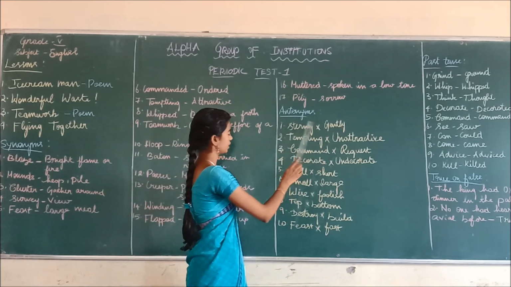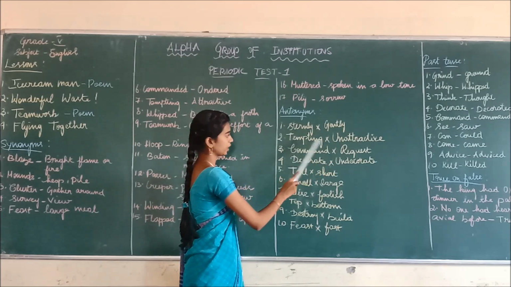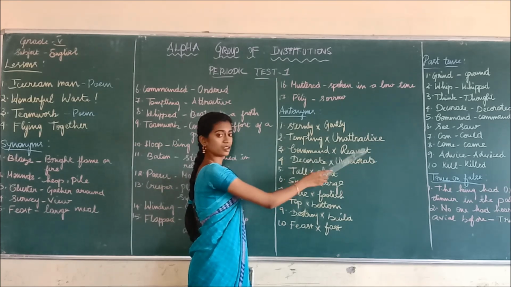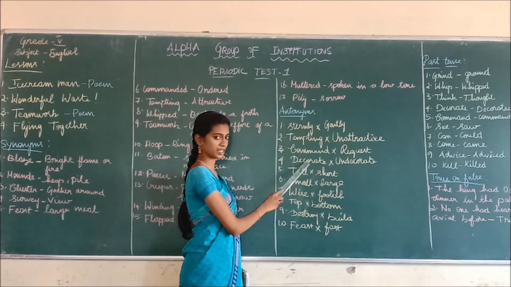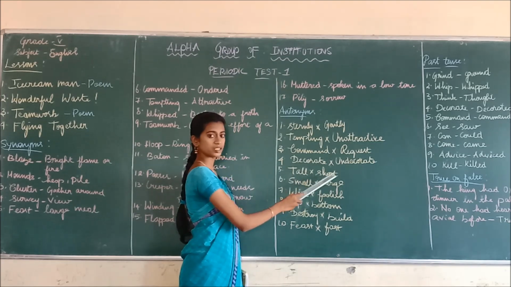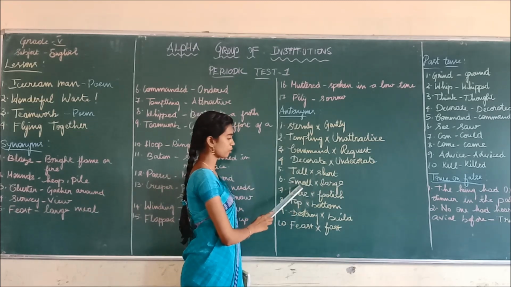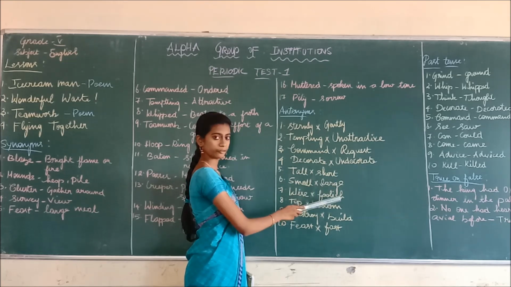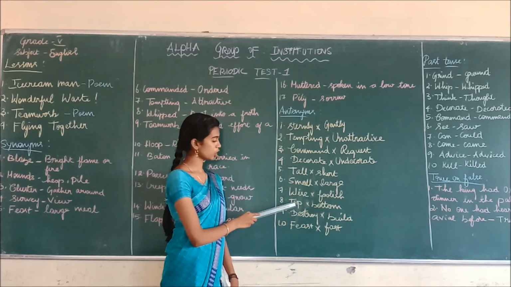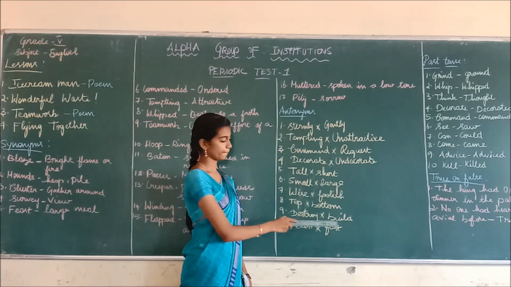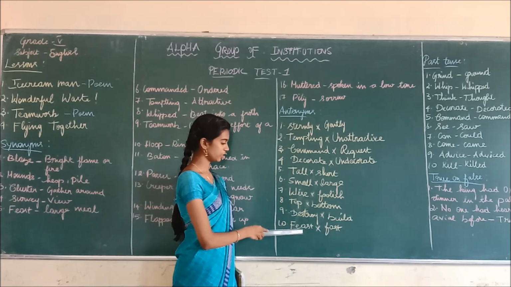Sternly. Gently. Tempting. Unattractive. Command. Request. Decorate. Undecorate. Tall. Short. Small. Large. Wise. Foolish. Top. Bottom. Destroy. Build. Feast. Fast.